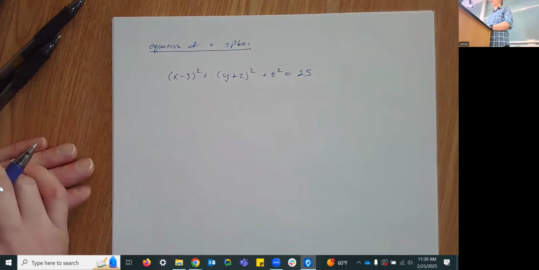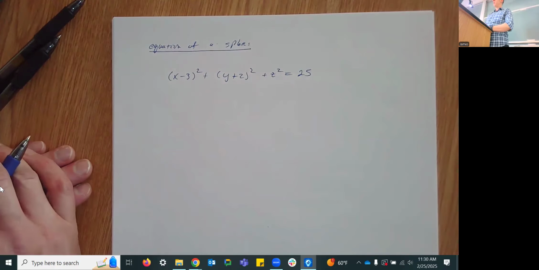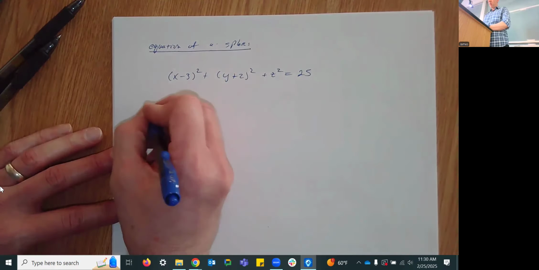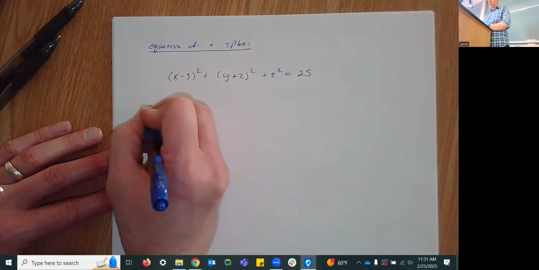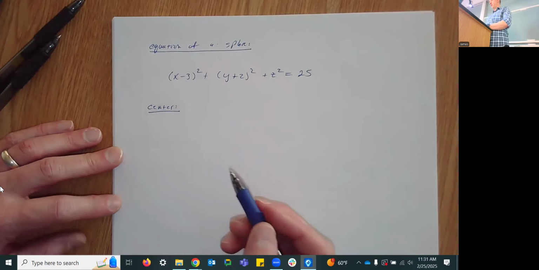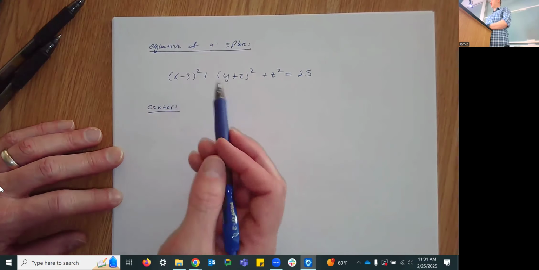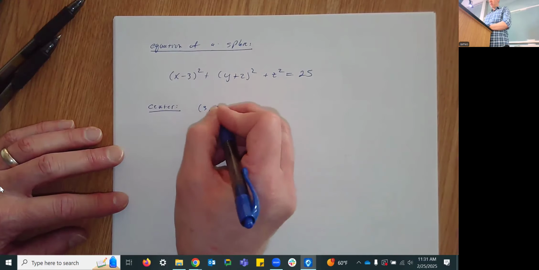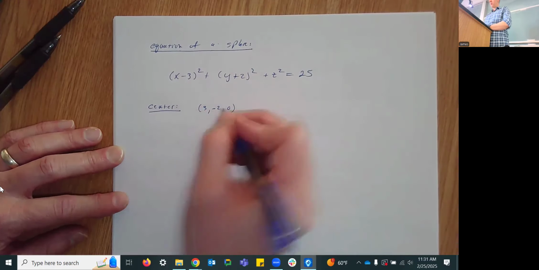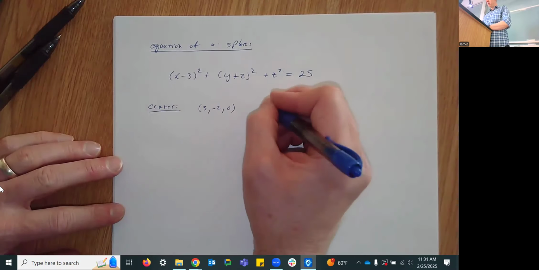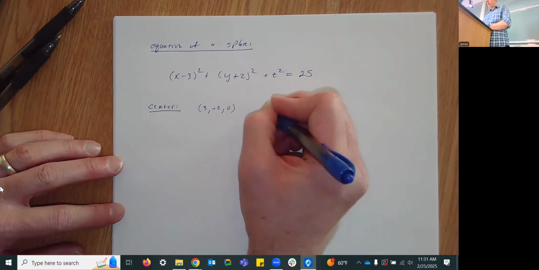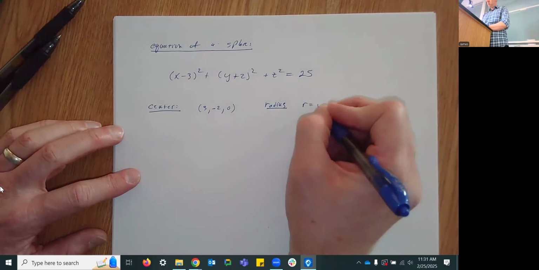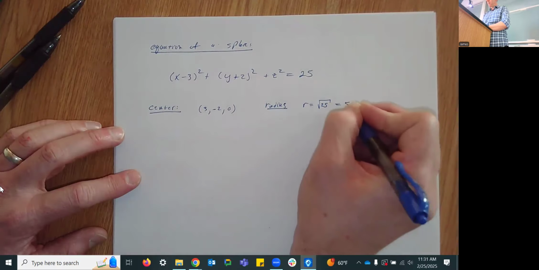And in a very, very similar way to the equation of a circle, we can easily identify the center and the radius. The center of this sphere, just like with a circle, is the coordinate that makes the left-hand side of this equation equal to 0. So x needs to be 3, y needs to be -2, and z needs to be 0. The radius, just like with a circle, is the square root of the number on the other side, which in this case is 5.